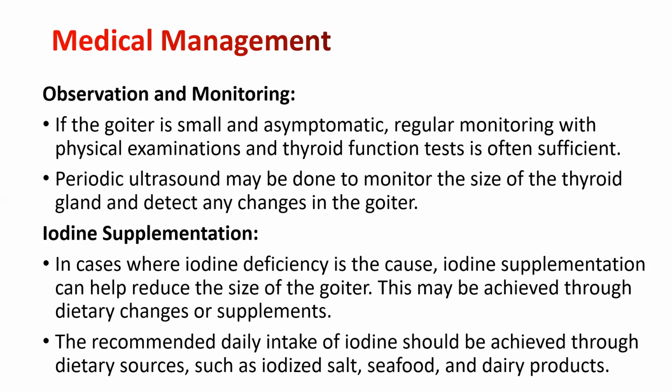The second thing you can do as part of medical management is iodine supplementation, in cases where iodine deficiency is high. You just do iodine supplementation. This can help to reduce the size of the goiter, achieved through dietary change and supplementation. So you recommend dietary intake such as iodized salt, seafood, dairy products, like that.